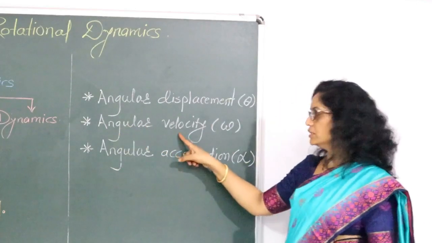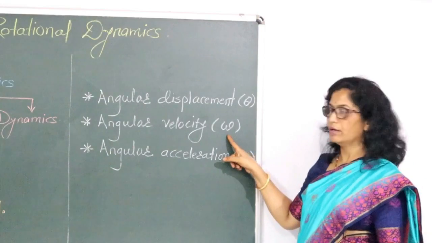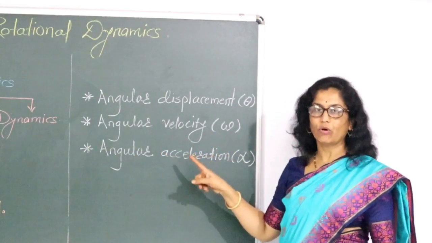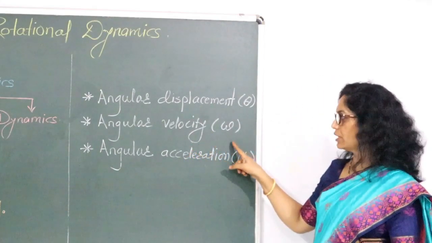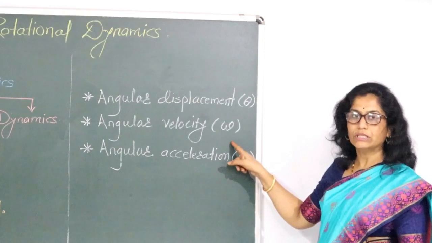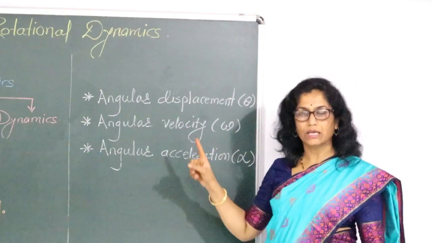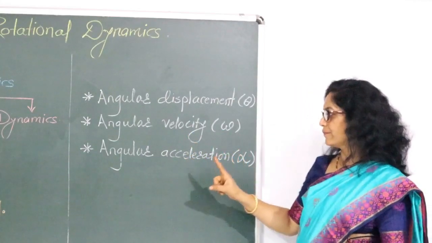Angular velocity is denoted by the letter omega. Angular velocity is the rate of change of angular displacement with respect to time. Its SI unit is radian per second and its dimension is M raised to 0, L raised to 0 and T raised to minus 1.